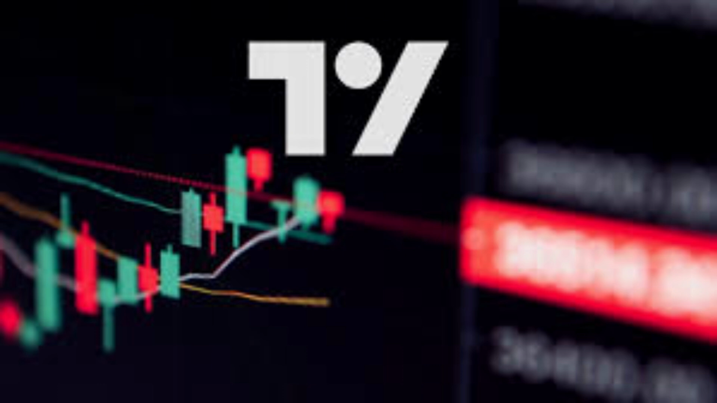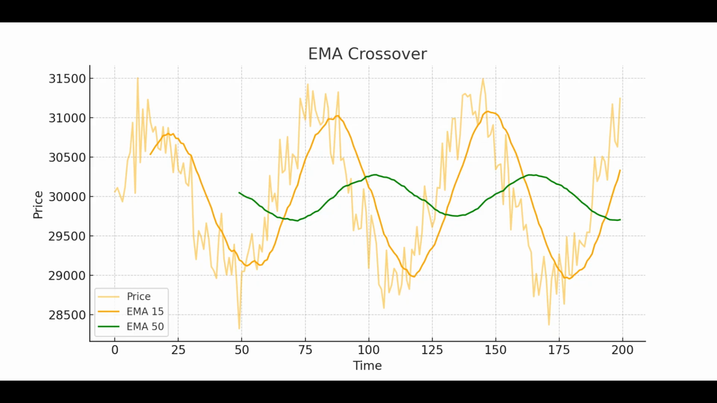First up, EMA, Exponential Moving Average. The EMA tracks the average price over time, but reacts faster than a simple moving average. Traders use EMA crossovers to spot trends and reversals. For example, if the 15 EMA crosses above the 50 EMA, it may signal a bullish trend.